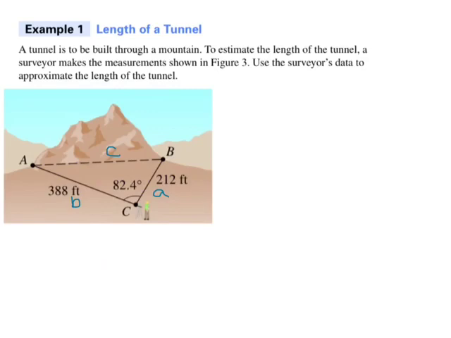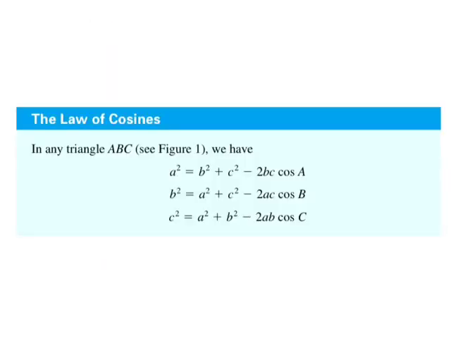So let's go ahead and refer back to the law of cosines for a second. So I need to find side length C. So I'm going to use C squared equals A squared plus B squared minus 2AB cosine C. I know side length A, I know side length B, and I know angle C. So I have enough information in order to solve for this side length. So let's go back and take a look at the problem.